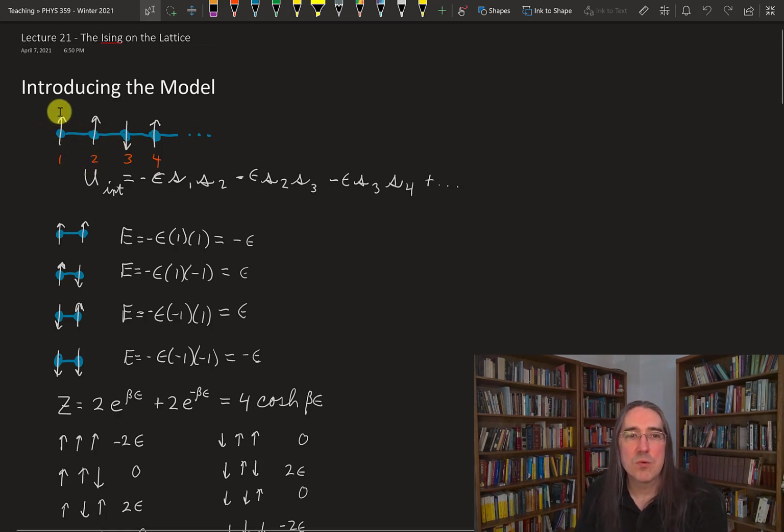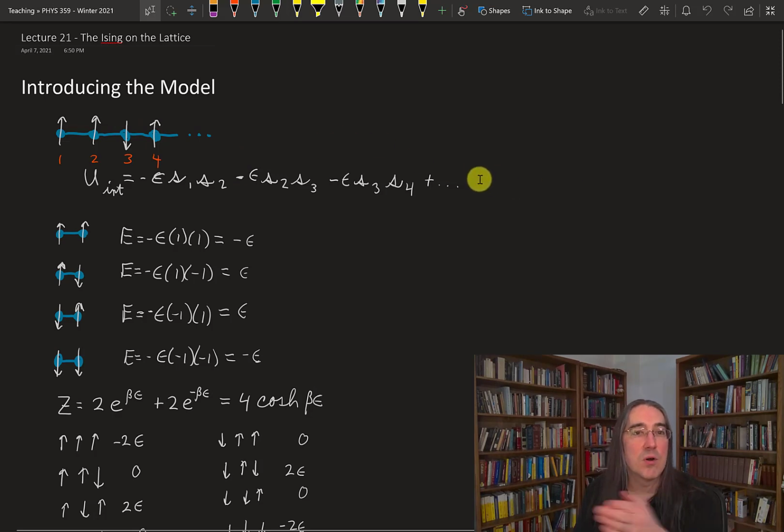And so we'll refer to spin up as s equals 1 and spin down as s equals minus 1. And that gives us this interaction potential, minus epsilon. Epsilon is just some energy scale associated with this coupling. Minus epsilon S1 S2 covers their interaction. Minus epsilon S2 S3 covers their interaction. Minus epsilon S3 S4, their interaction, and so forth.